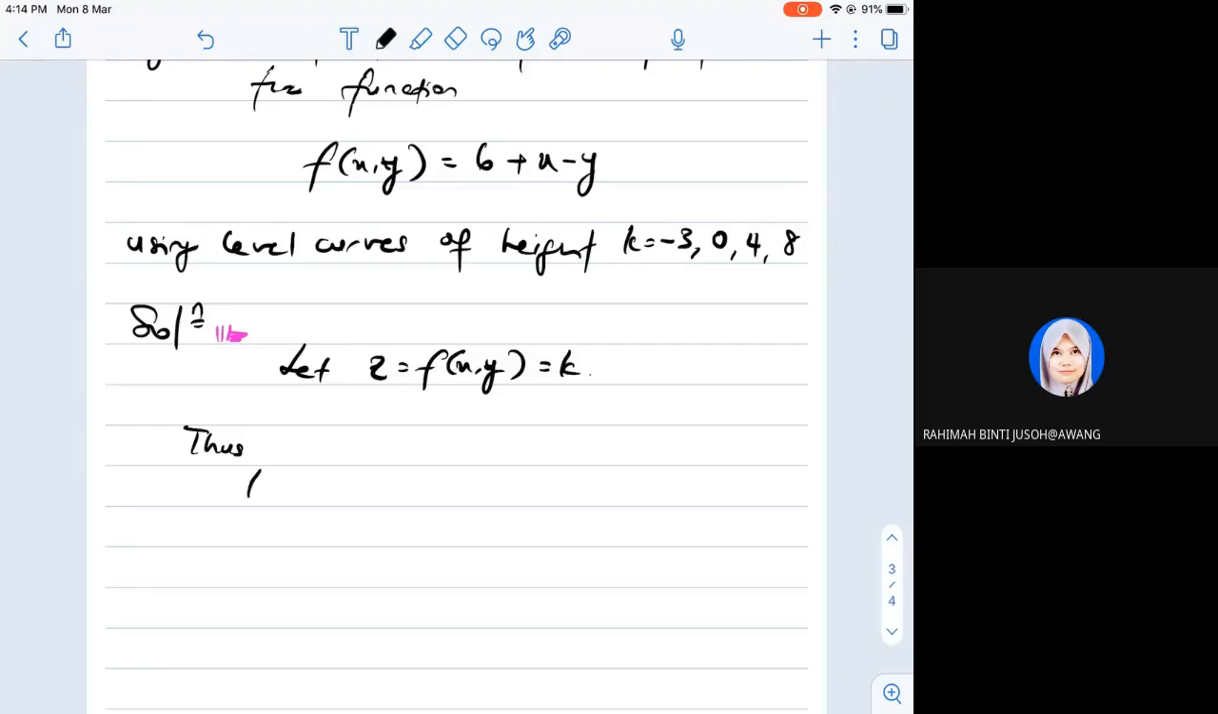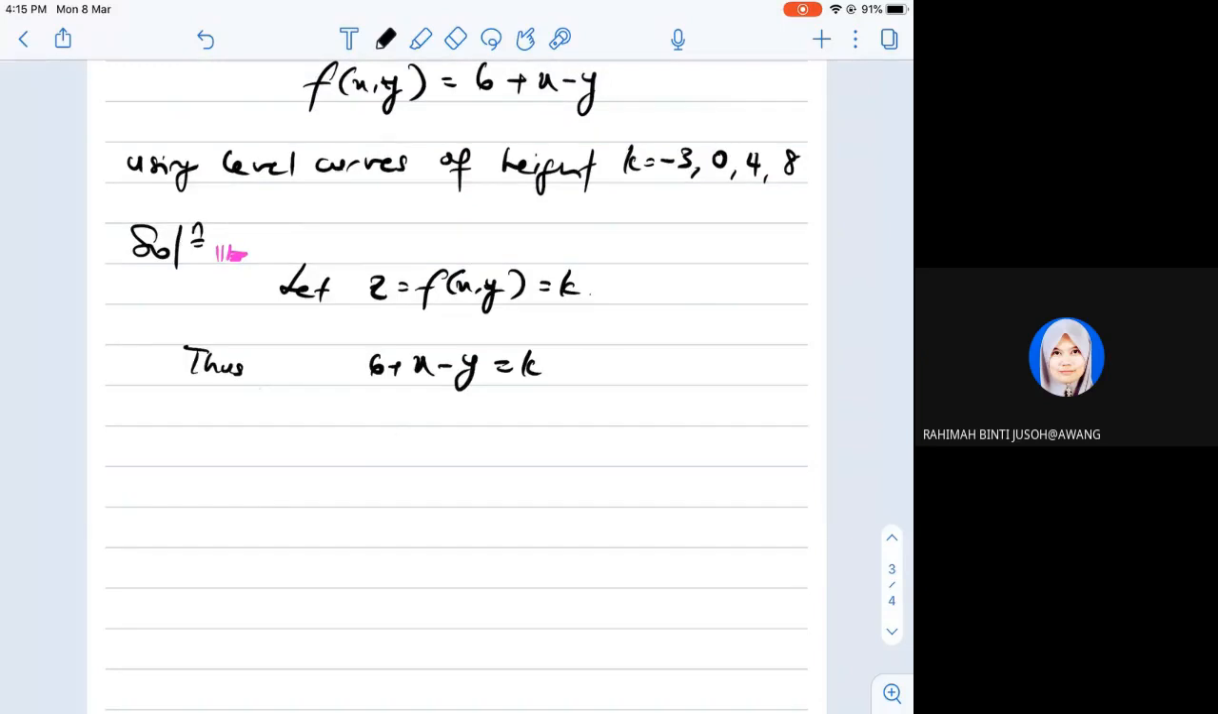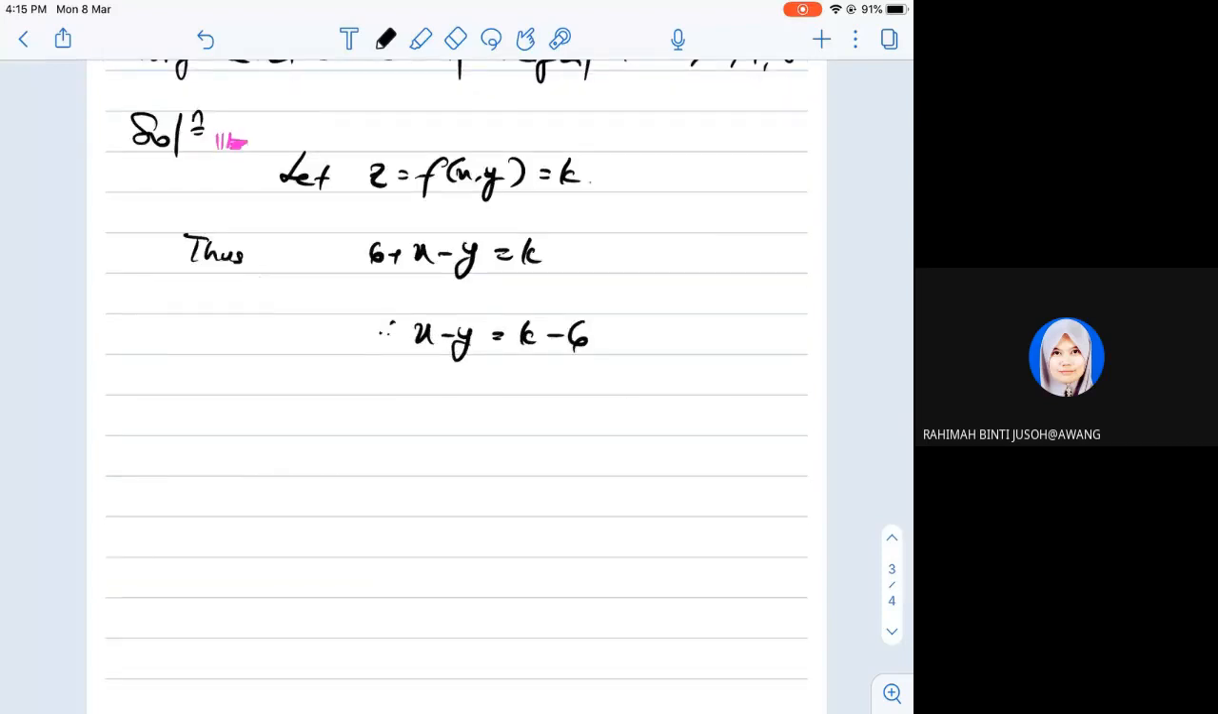Okay, now k equals to negative 3. Alright, we will have, before that, saya tertinggal. Kita kena let dulu yang ni tadi kan, thus equations kita apa jadinya? 6 plus x minus y equals to k. Therefore, x minus y equals to k minus 6. Macam tu. Alright, so this is our equation now.